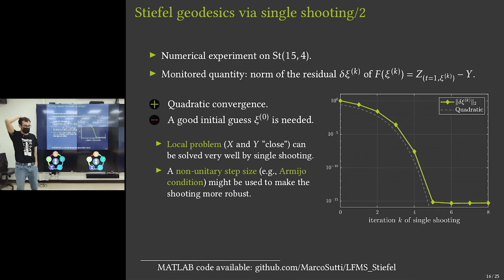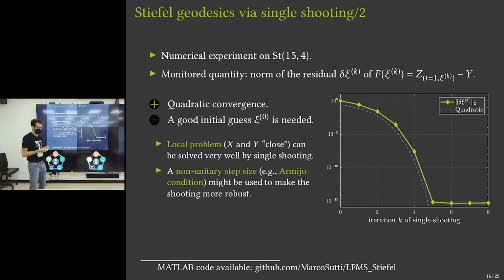So this is a very desirable property. A drawback is, as also Maupay said, that we need a good initial guess to start the method. So let's say if the problem is local, so if the two points are close enough in a certain sense, then this problem can be solved very well by single shooting.